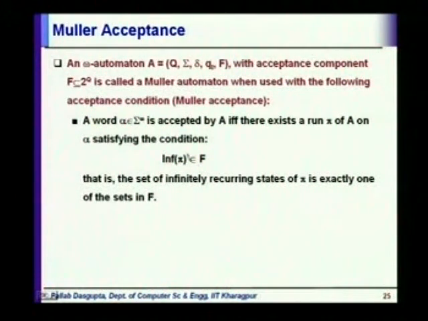Alright, now what does this mean? This means that the set of infinitely recurring states of pi is exactly one of the sets in F. What is F? F is a set of subsets. Given all the states that are there, I define some subsets of states, and some collection of these subsets is F. What we are saying is that on input alpha, if the automaton settles in one of these state sets, in other words, it keeps on visiting only these states and no other state, then according to Muller acceptance, this is an accepting run of the automaton.